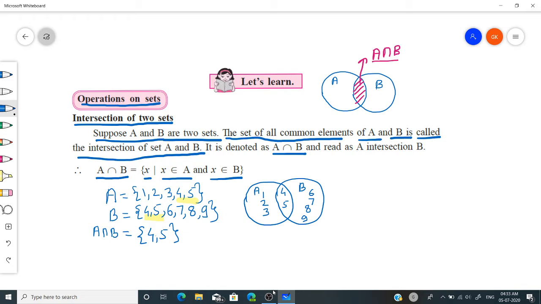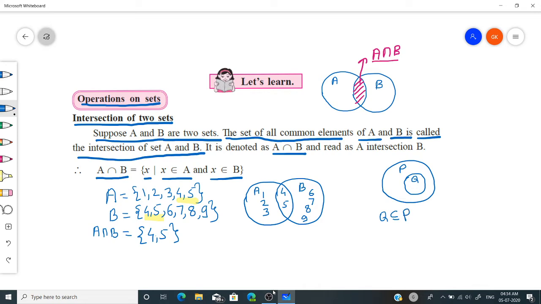Then another example, suppose here is the set P and here is the set Q. Then tell me, what is the relation between P and Q? If we observe, then we get that all elements of Q are present in P. Therefore, we can write the relationship between P and Q is Q is subset of P.